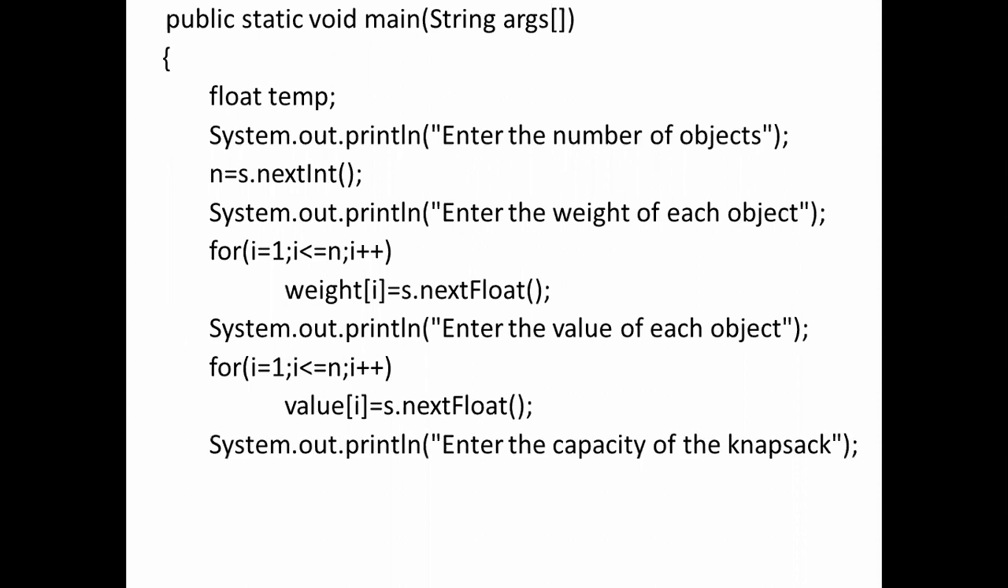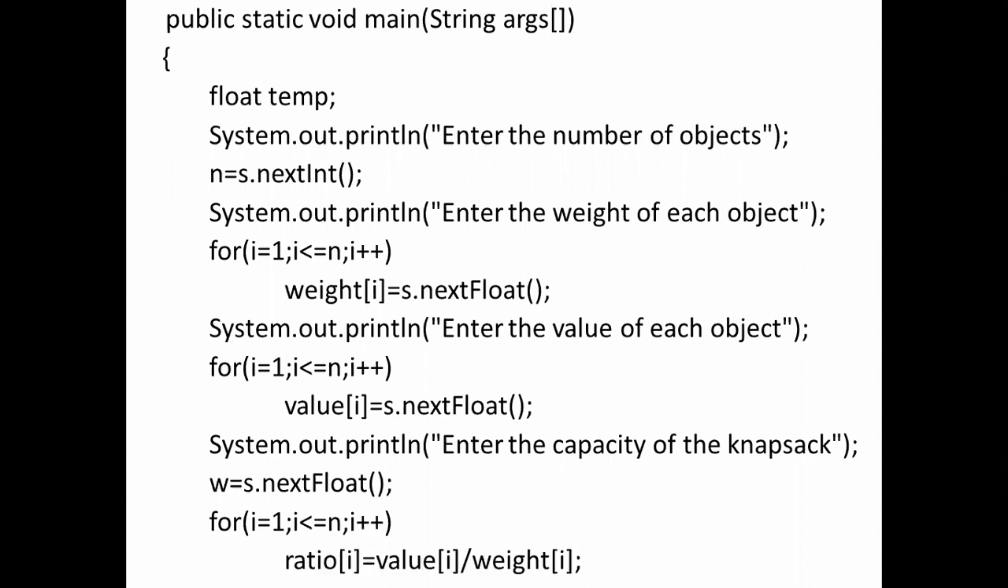Then System.out.println, enter the capacity of the knapsack. So enter the capacity, that will be stored in W. W is equal to s.nextFloat. And for i is equal to 1, i less than or equal to n, i plus plus, ratio of i is equal to value of i divided by weight of i. So we are going to find out what the ratio is. After that we have to sort it.